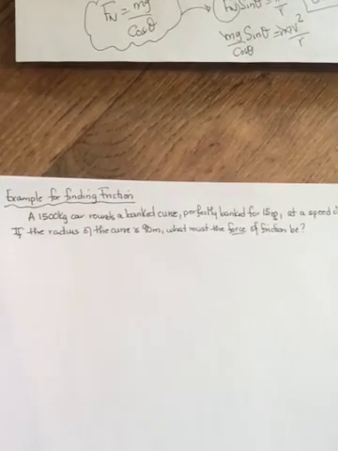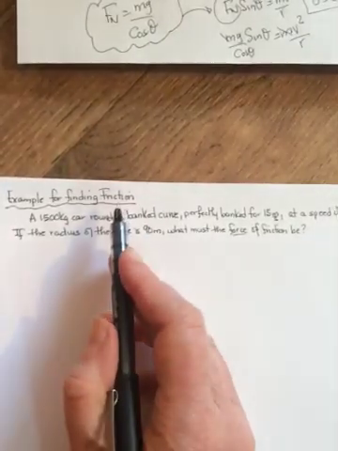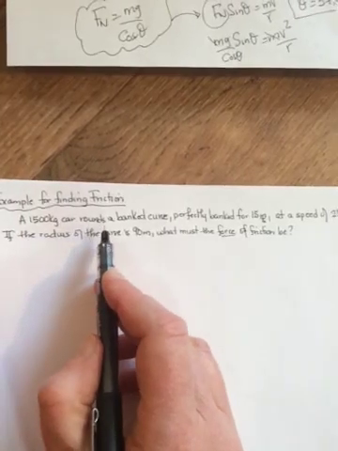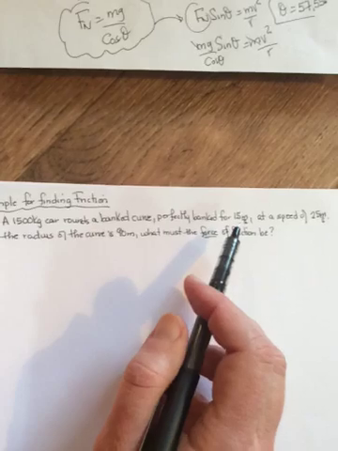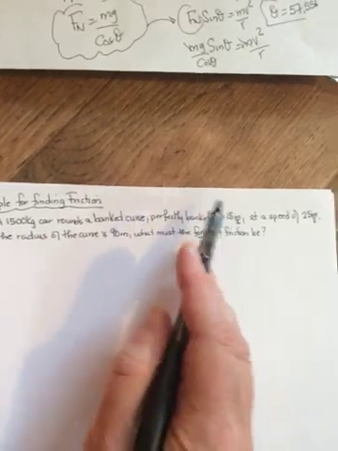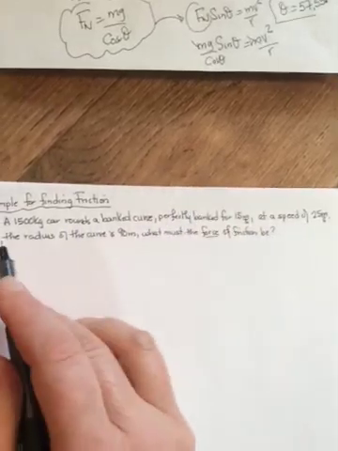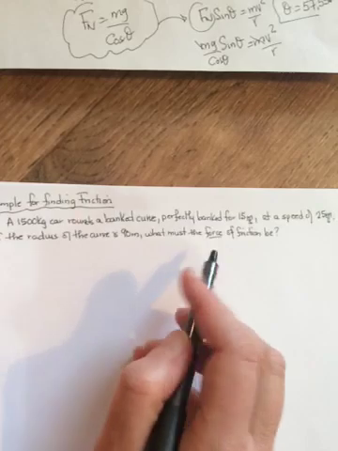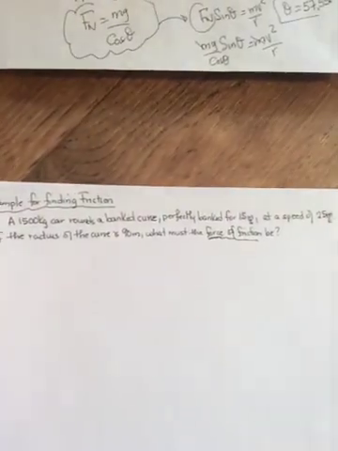All right, I want to do one more example with you, and it's a little bit different. This time it's asking you to find the force of friction. So it would be something like a 1,500 kilogram car rounds a banked curve, perfectly banked for 15 meters per second, so we can find the angle from that. It's going around at a speed of 25 meters per second. If the radius of the curve is 90 meters, what must the force of friction be? The force, not the coefficient this time.